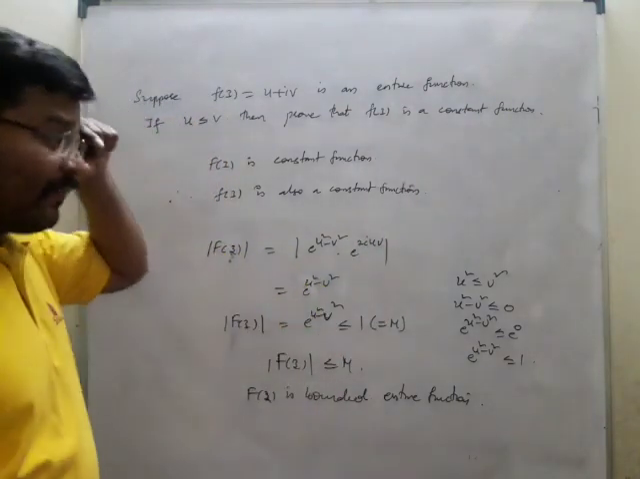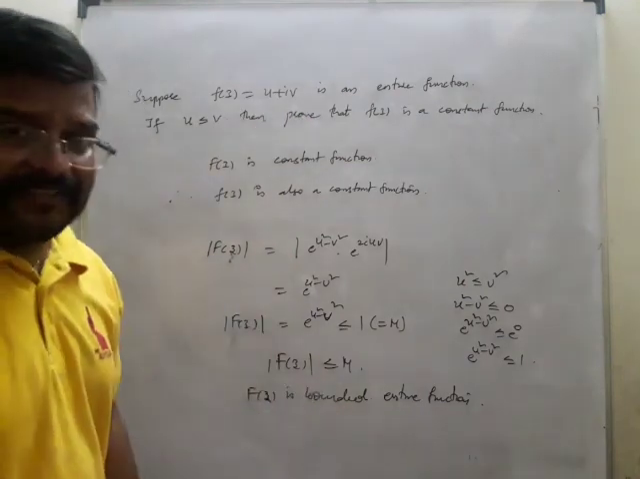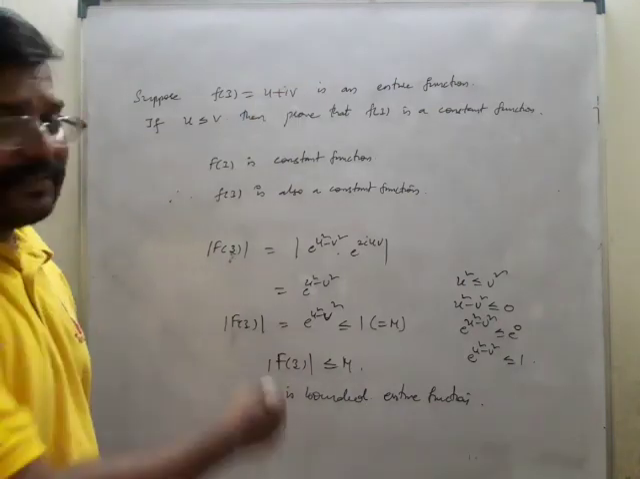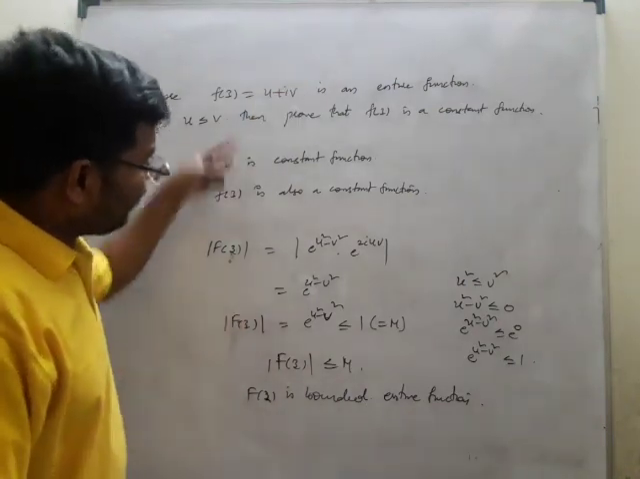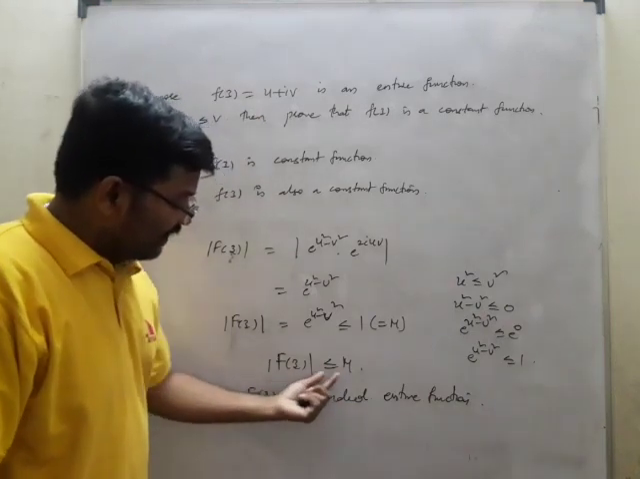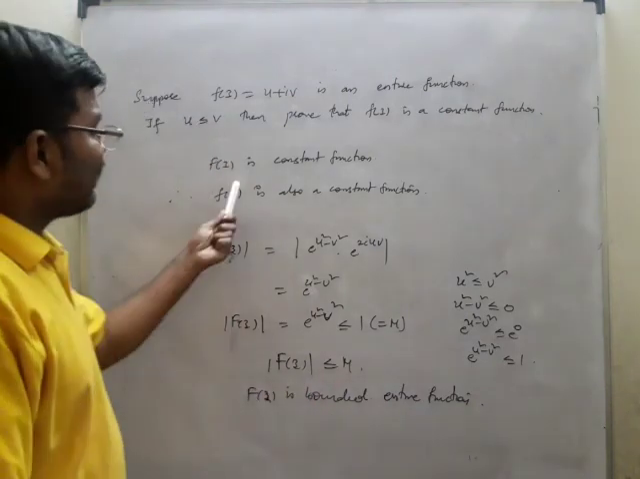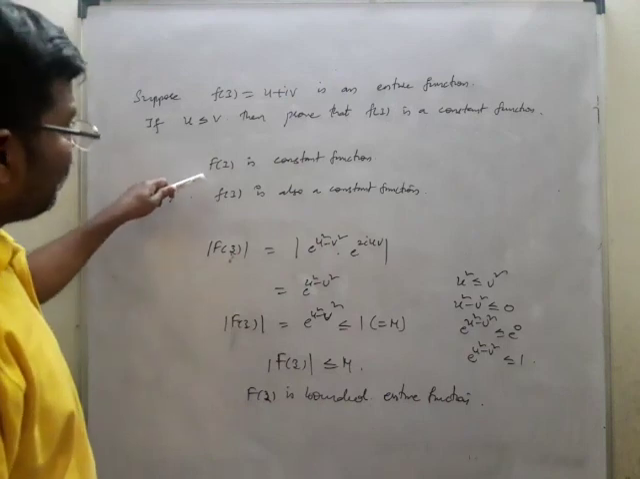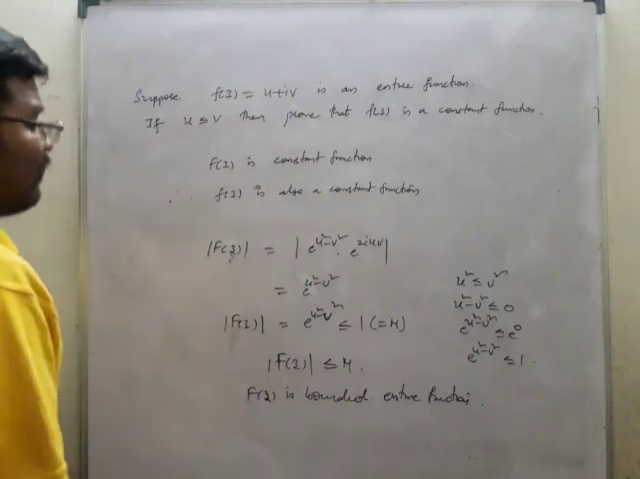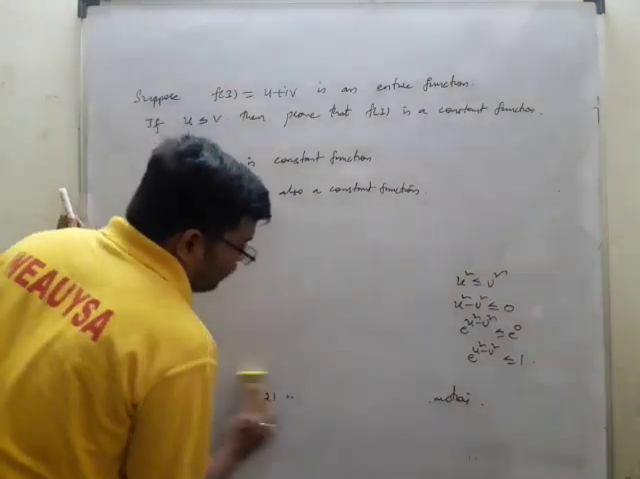Usually, whenever we take f of z equal to u plus iv, it leads to a constant function. Already we have done this in the previous chapters, in unit number 1. But here we have taken it in this form by using Liouville's theorem. F of z is less than or equal to M, F of z is bounded, F of z is a constant function. Therefore, if capital F of z is a constant function, then small f is also a constant function. This is how we can do problems of this type.